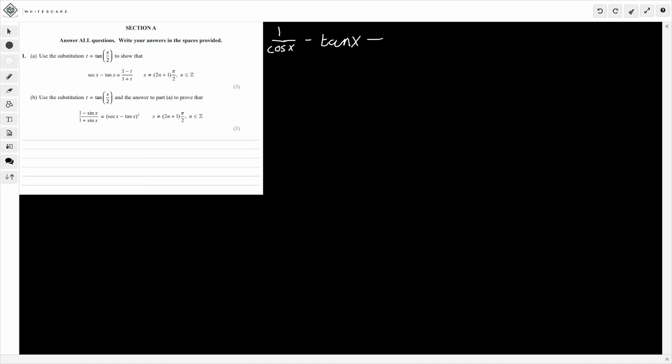Now this, well, cos x, remember, the substitution for this is going to be 1 minus t squared divided by 1 plus t squared. So what this is now, because it's 1 divided by that, it's going to be 1 plus t squared divided by 1 minus t squared. And tan x is going to be 2t, so this is minus 2t divided by 1 minus t squared. So a little bit easier to remember, 1 minus t squared.